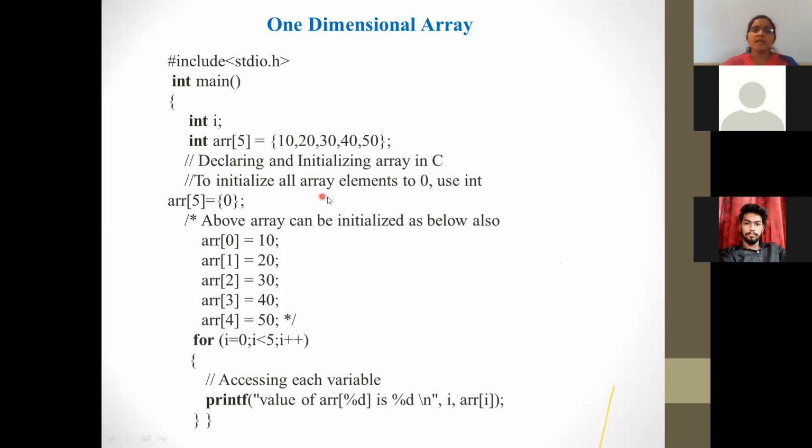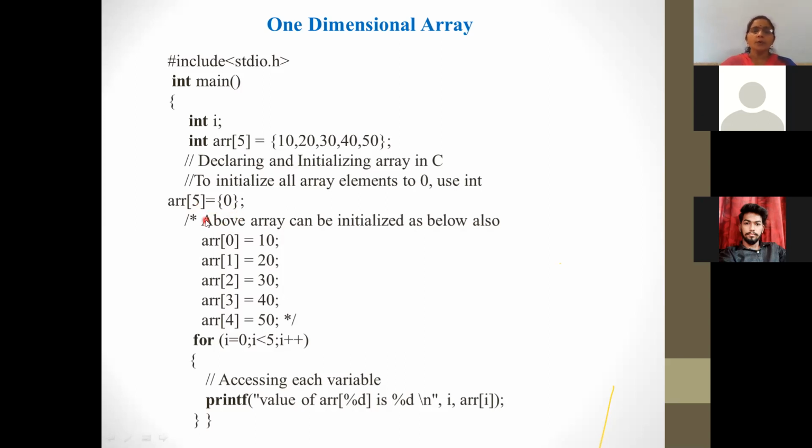Okay. To initialize all array elements to 0, use int ARR[5] = {0}. Suppose you want to initialize all elements as 0, not 10, 20, 30, 40, 50 or any other values. Means suppose you want to give 0, 0, 0 for all values, then you have to use the statement ARR[5] equal to {0}. Means by default it assigns 0 to all 5 values.